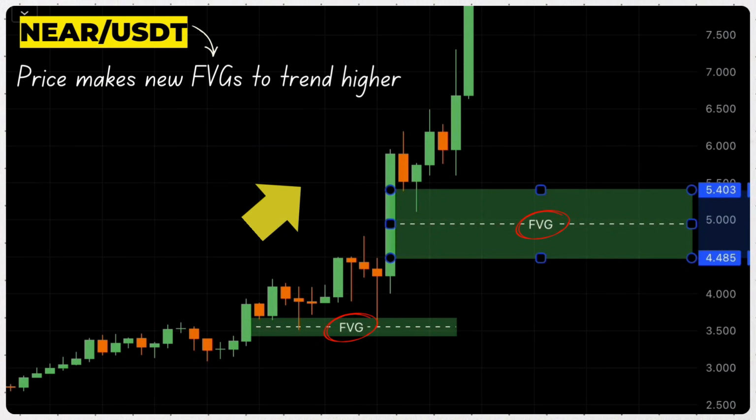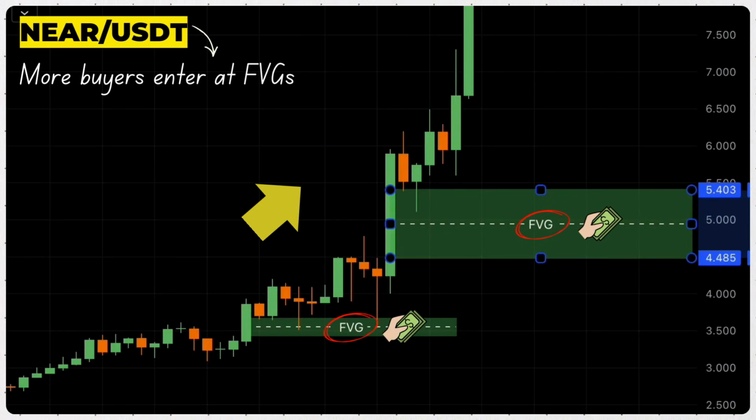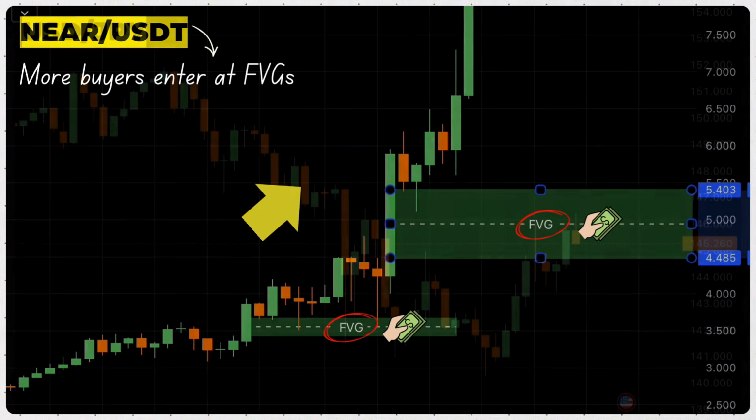The logic behind this is simple. Once structure has shifted and the overall market consensus turns bullish, buyers are no longer looking to sell rallies. Instead, they're waiting for pullbacks. Fair value gaps become areas where buyers are willing to step in because they offer a chance to enter in the direction of the trend rather than chasing price at higher levels. That's why fair value gaps formed after a break of structure tend to work better. They align with momentum, trend, and market bias.